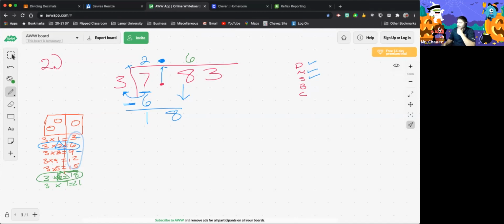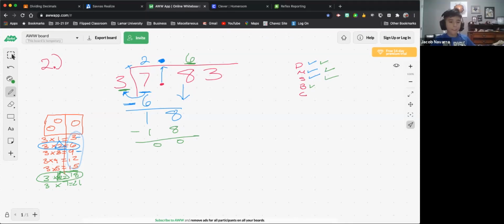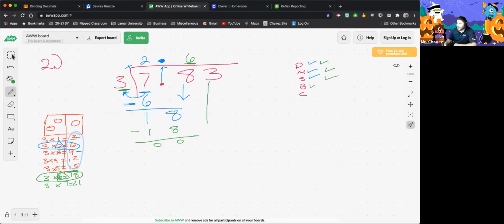I just divided. Check. Let me put a check mark on bring down. Now you multiply. So you're going to multiply the 6 in green times the 3. 6 times 3, 18. Now we're going to subtract. 18 minus 18, 0. Now you got to bring down the 3. So you bring down the 3 at the last right here.